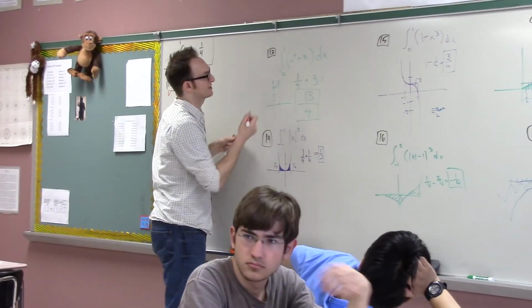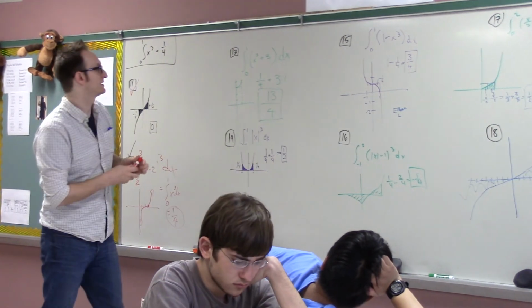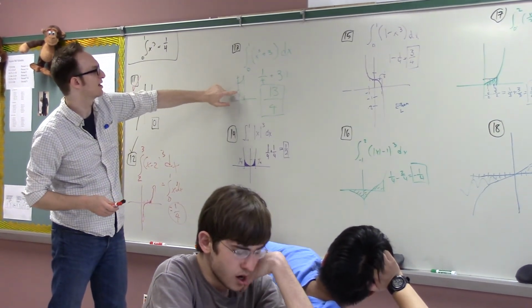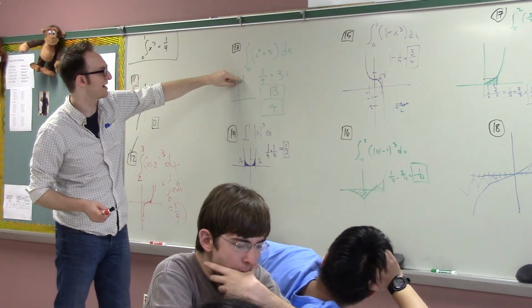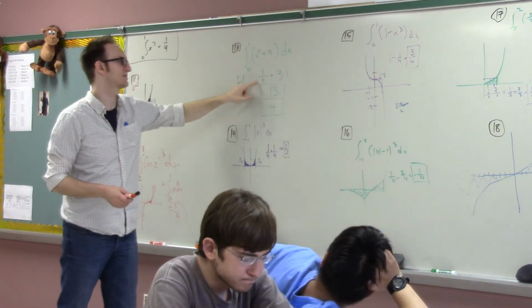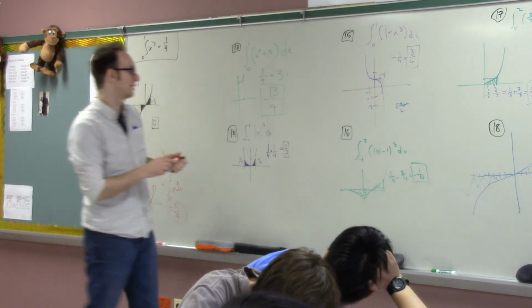Yeah. Okay, 13. The integral from 0 to 1 of x cubed plus 3. Well, this person draws a picture and they realize this is going to be basically 2 regions. One of them is just a 3x1 rectangle, and the other one is just the region whose area I already know about. So it's just 3 plus a fourth, or 13/4.